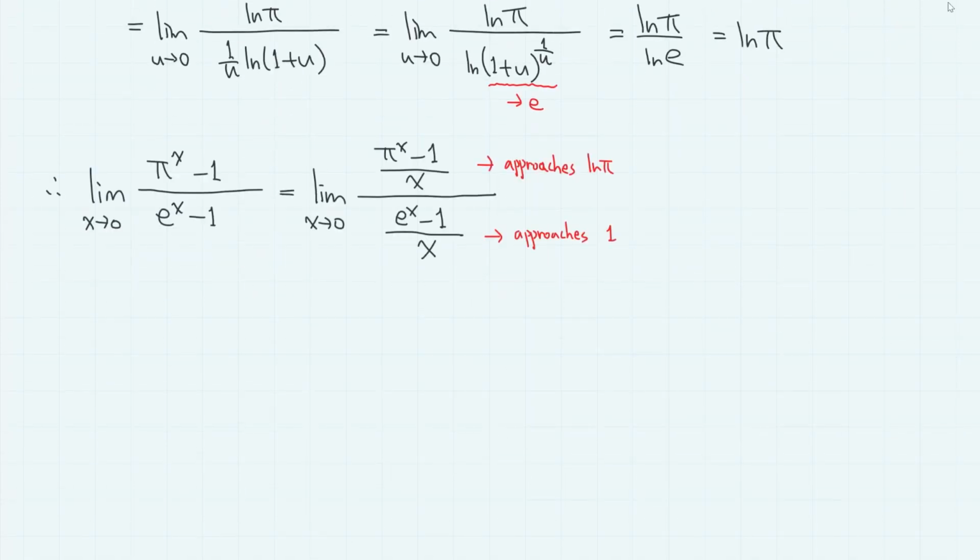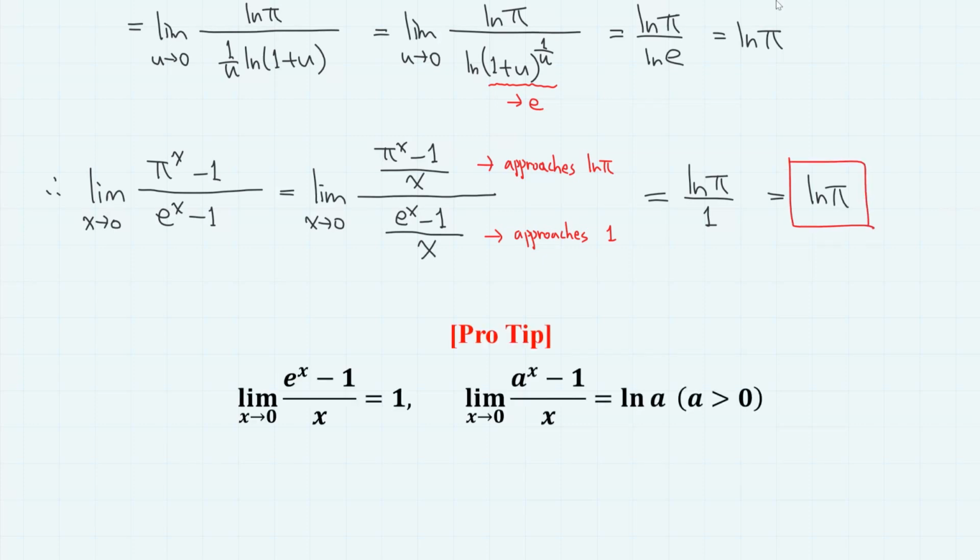Therefore, the answer to the problem is ln pi divided by 1, hence ln pi. The limits we have derived in this problem are quite useful in many occasions and worth remembering.